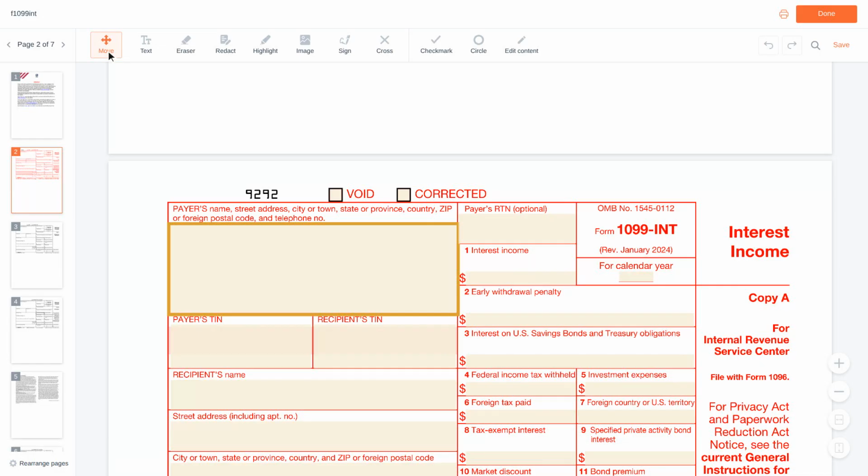tax return. You use the information from Form 1099-INT to complete Schedule B if your total interest and dividend income exceeds $1,500.